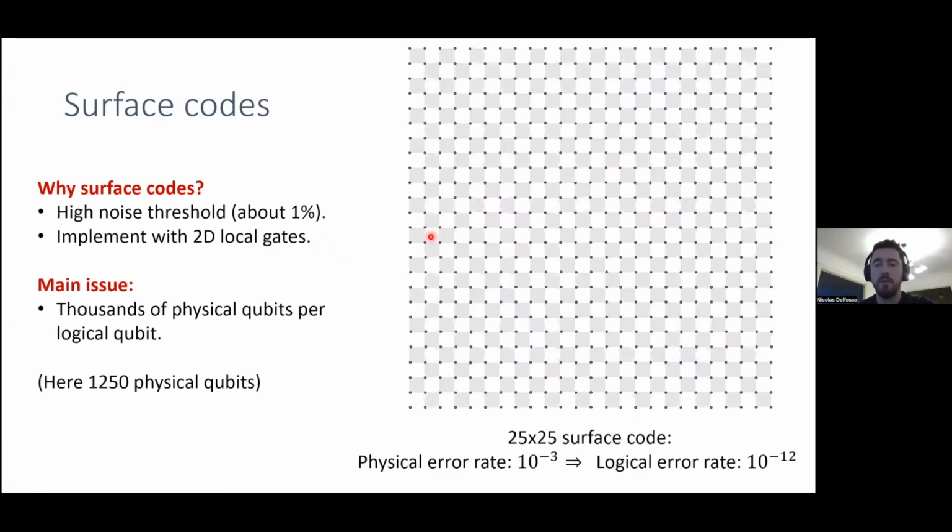As you can see, we can implement the whole syndrome extraction circuit. We can run error correction with only local gates. So it's well adapted to current hardware.